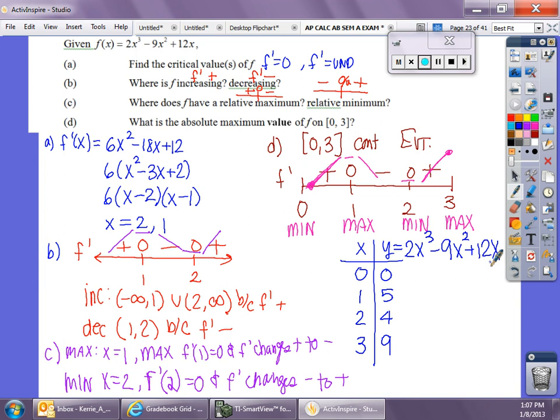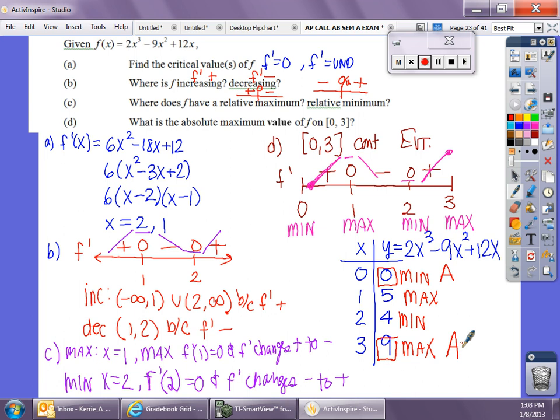So we know that we have a minimum here and we have a minimum here. We have a maximum here and a maximum at x equal to 3. How do we know which one's the absolute minimum? It's the lowest value. So this would be my absolute minimum. And my absolute maximum would be my highest y value. So there's my absolute.